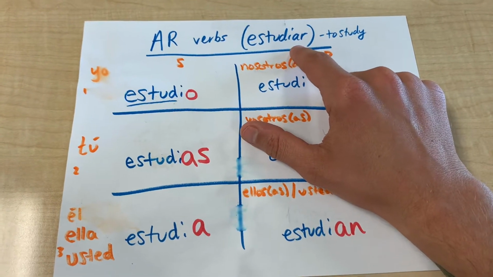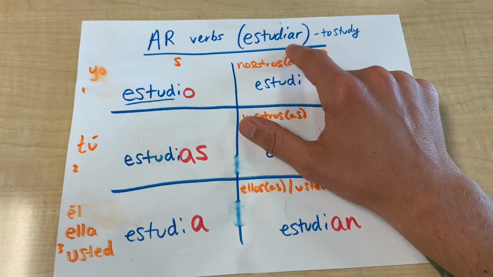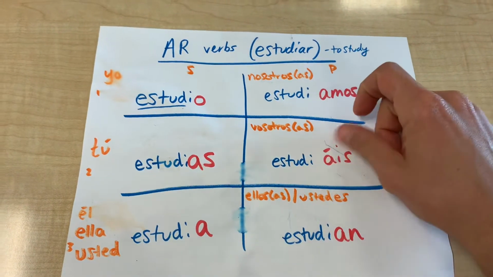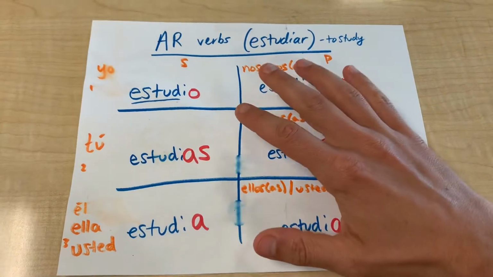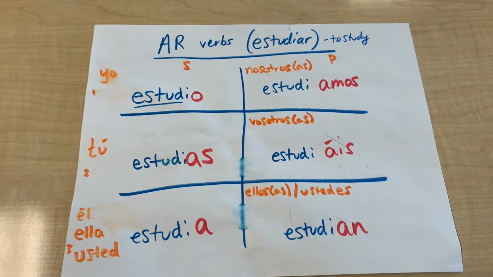Estudiar is an example of a regular AR verb. What do I mean by regular? Well, I mean that it can follow this pattern. It follows this trend for the ending change to be these 6 endings.